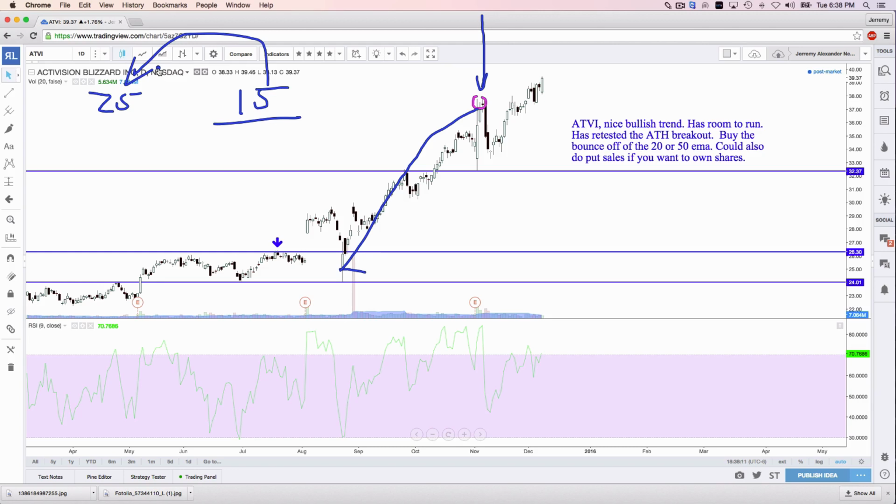So anytime a stock moves that far, you've missed the trend. If you're not in it, there's one thing you can do, and that would be buy the pullback or wait for the bounce.